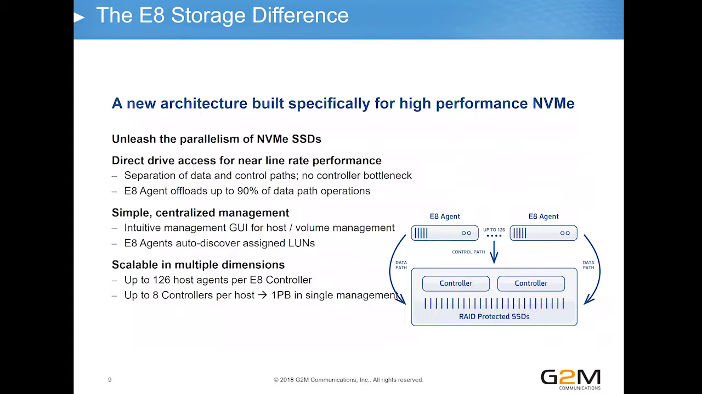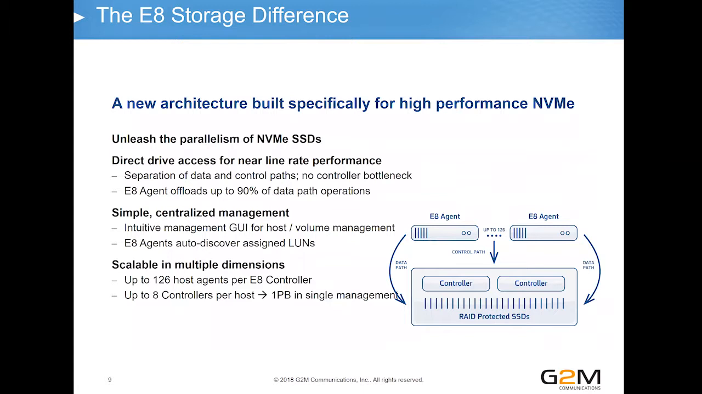We're just able to, with NVMe, get much more performance out of the underlying NAND. So again, more parallel access with our architecture. By offloading the data path operations to those hosts, we're now taking the controllers out of being a bottleneck to performance. And now we can linearly scale up performance with every host that we add.